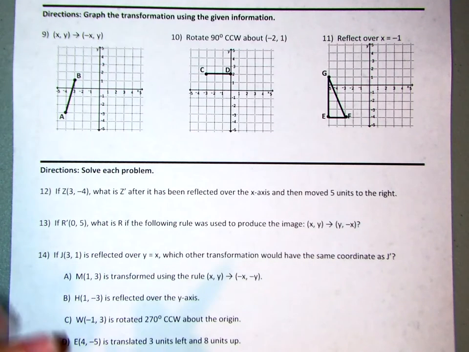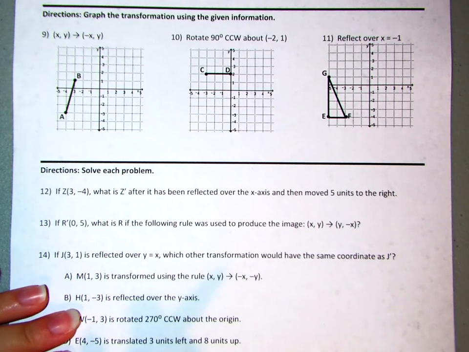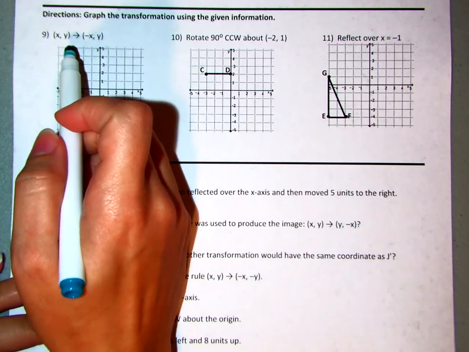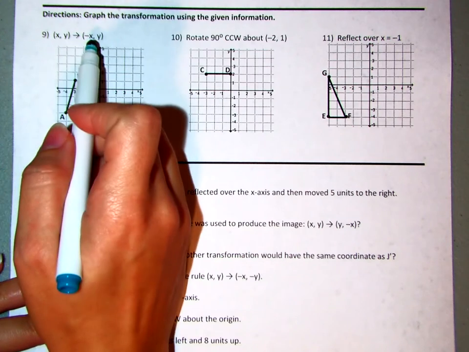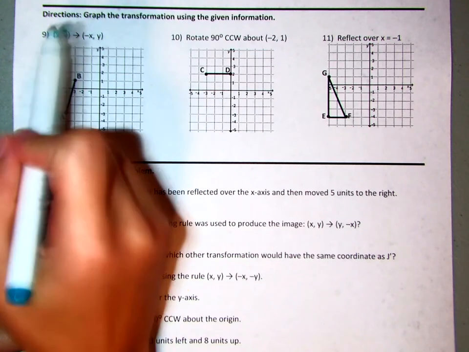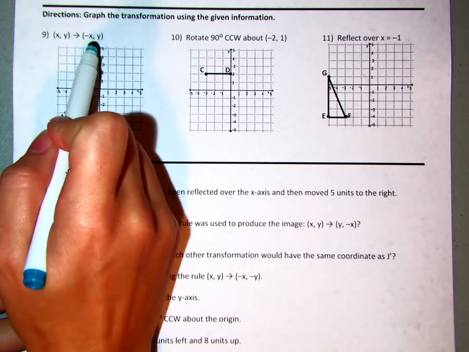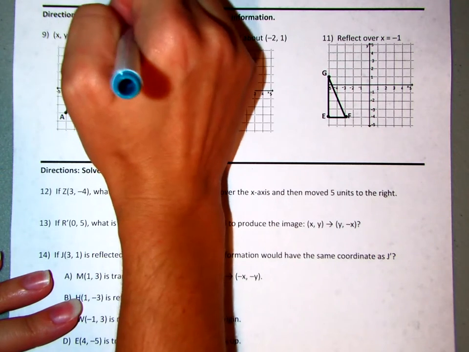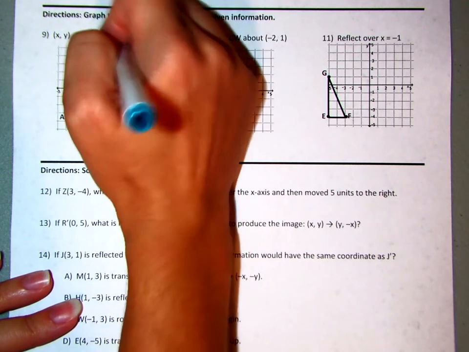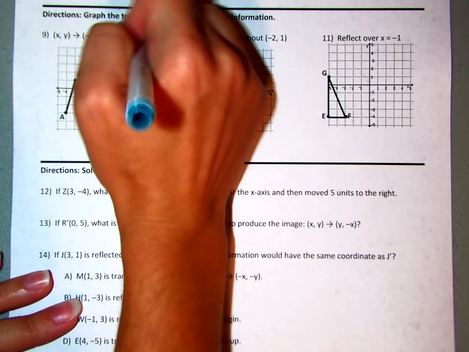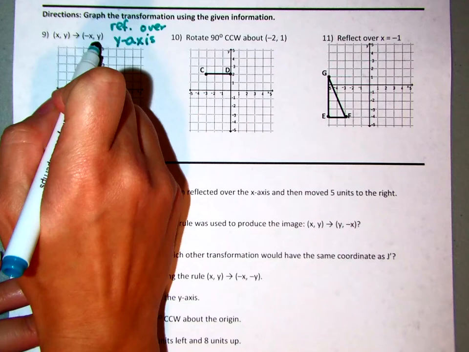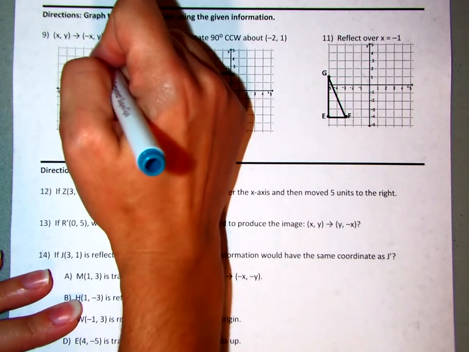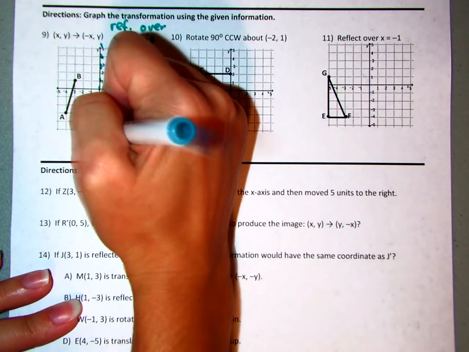This is numbers 9 through 11 on the study guide. On number 9, we're going to be graphing this transformation, so we look at what is actually happening. If you notice here, our y is staying the same, but our x is going opposite. This is really just a reflection over the y-axis. Y stays the same, so basically, you're going to be going over this line, the y-axis.